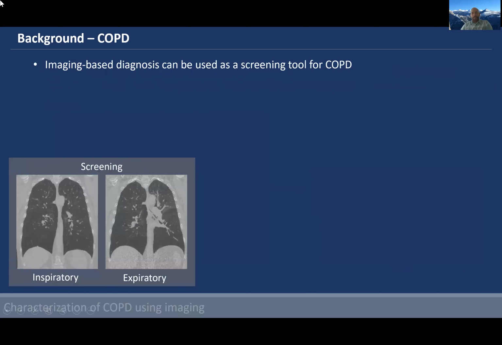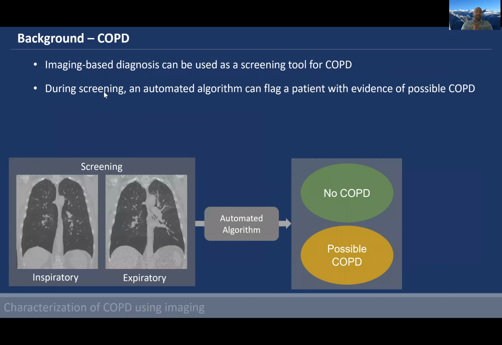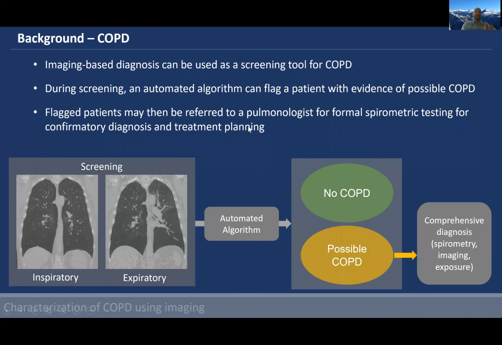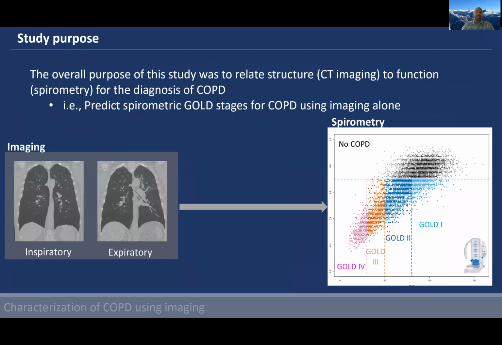So why is this important? Well, imaging-based diagnosis can potentially be used as a screening tool for COPD on these large imaging databases that are available in all these hospitals and clinics. Imagine you screen patients throughout this database, and an automated algorithm flags the patient as saying, this person has possible COPD. The flagged patients can then be referred to their primary care provider or their pulmonologist to formally test them using spirometry, taking into account their smoking history and symptomatology, so that they can have a comprehensive diagnosis and plan for treatment.